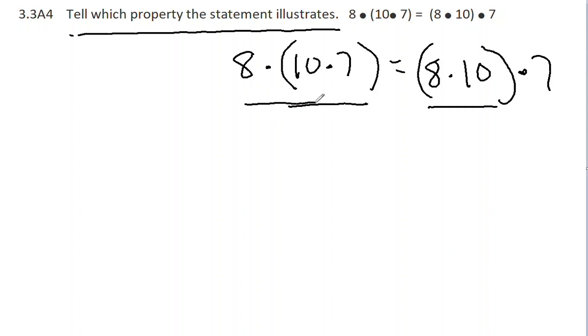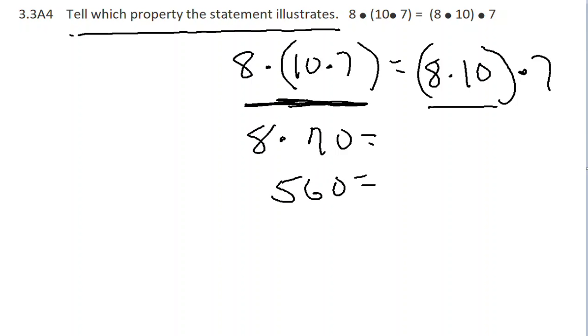on this side of the equation, we're going to group the 10 and the 7, which we would get 10 times 7 is 70, times 8. We see that 8 times 7 is 56, and then add a trailing 0, so we get 560.